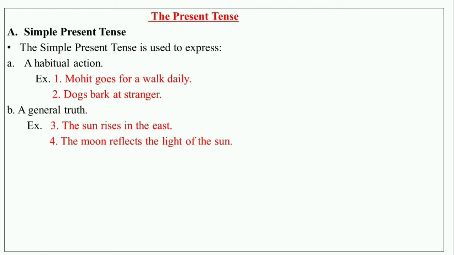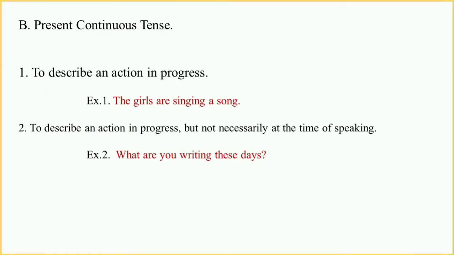Simple present tense is also used to express a general truth, as you are seeing in the third example. The sun rises in the east. The moon reflects the light of the sun. So, these are general truths. Now we'll know about the present continuous tense.